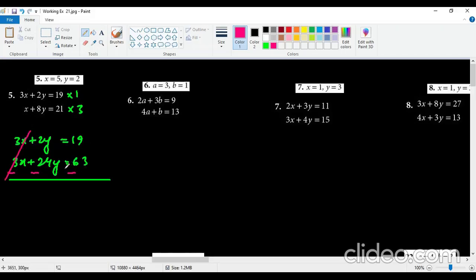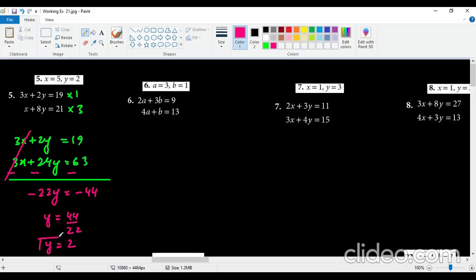And 24 minus 2 is going to give us negative 22y, and 63 minus 19 is going to give us negative 44, and the minus sign is going to be ignored. So y equals 44 over 22, which is going to give us 2. So the value of y is 2.